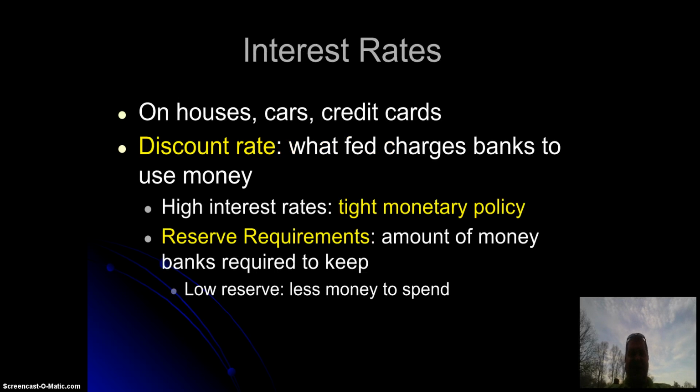Interest rates. You have interest rates. Anytime you borrow money, you're going to have interest rates. You have interest rates on houses, cars, credit cards. They are horrible. Nobody likes it. Nobody. But the Fed does charge banks a discount rate. This is where they can borrow money at a lower rate than what they're charging you, so they can charge you a lower rate. In other words, they might want to make you spend money.